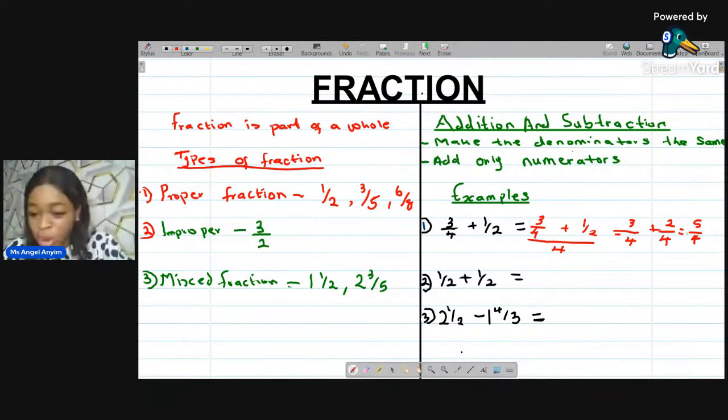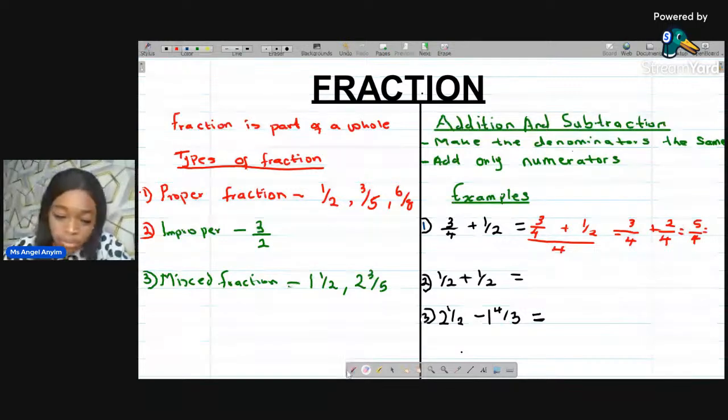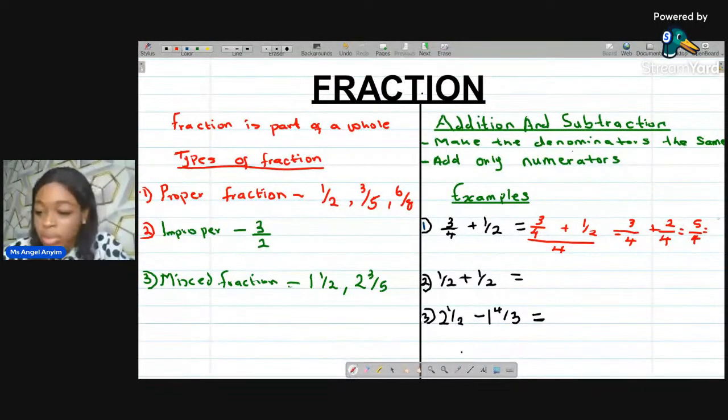We can change it to a mixed fraction, which is 5 divide 4 equals 1. 5 divide 4 is 1, then remainder 1. So remainder 1 over 4. So our answer, finally, is one whole number, 1 over 4.